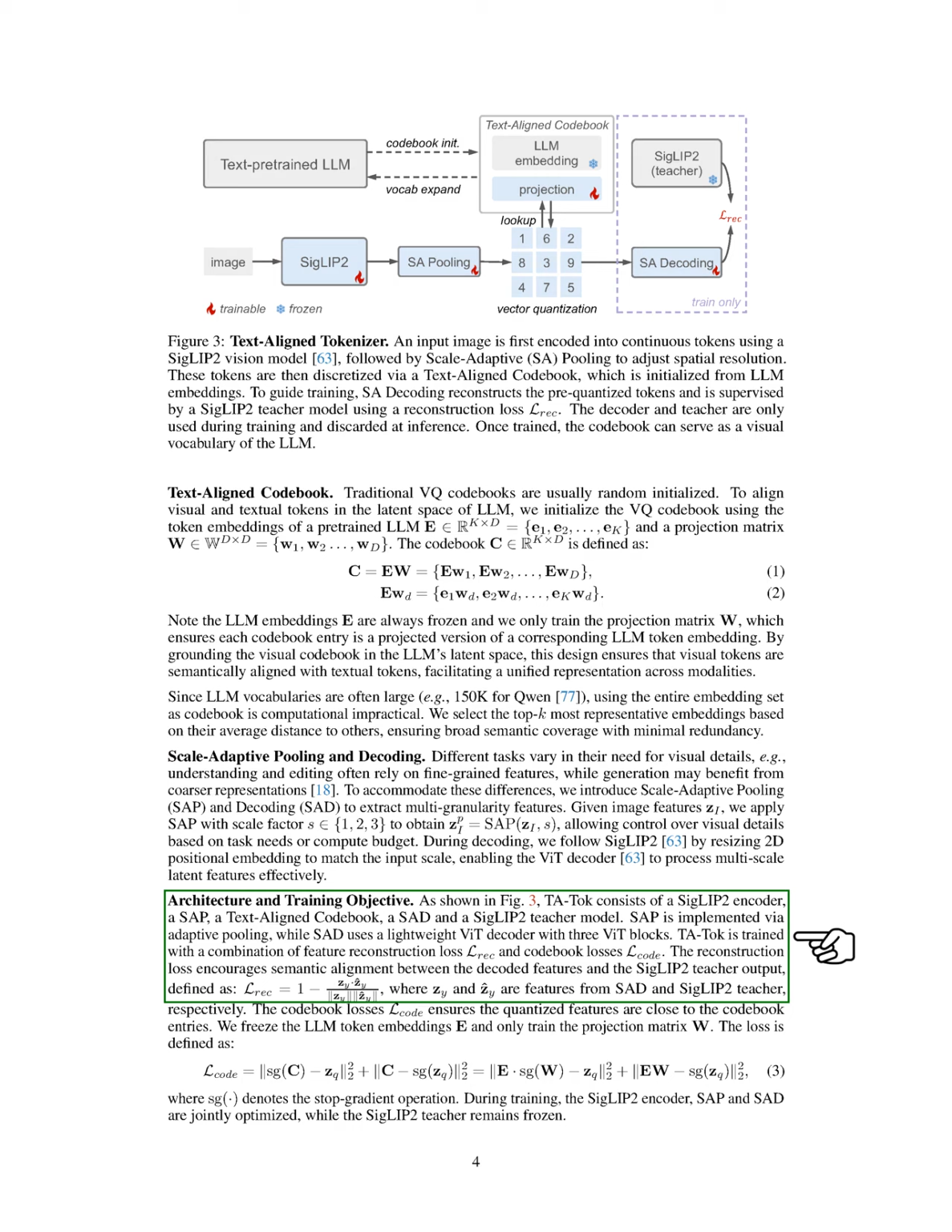The architecture of TATOC includes a SIG-LIP2 encoder, SAP, a text-aligned codebook, SAD, and a SIG-LIP2 teacher model. SAP is implemented through adaptive pooling, while SAD employs a lightweight vision transformer, VIT, decoder. We train TATOC using a combination of reconstruction loss, which encourages alignment between decoded features and the teacher model's output, and codebook losses that ensure quantized features are close to codebook entries.